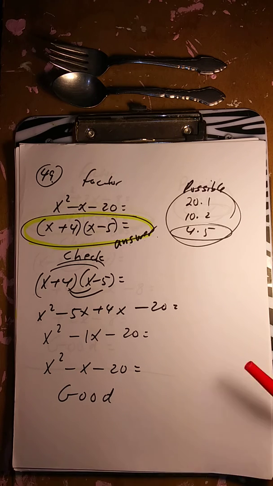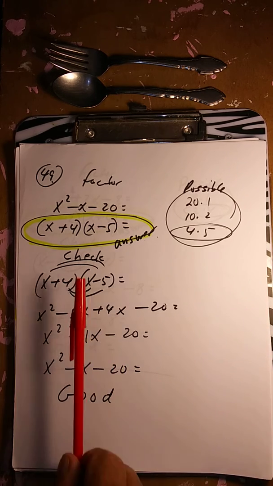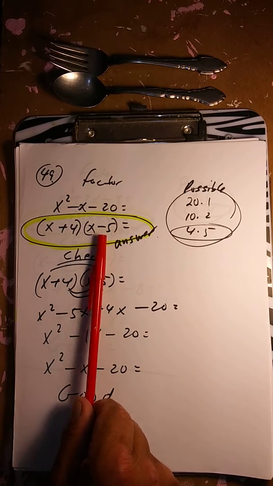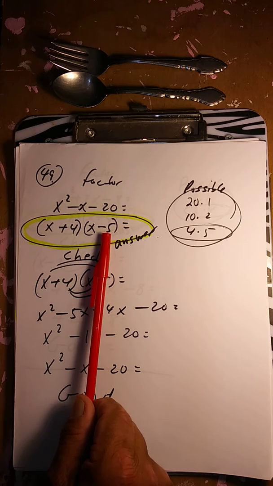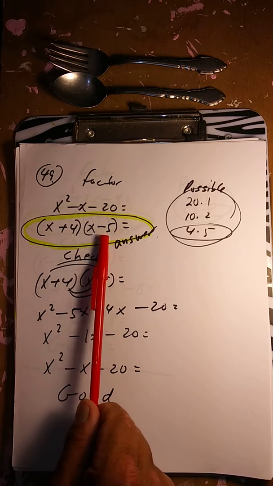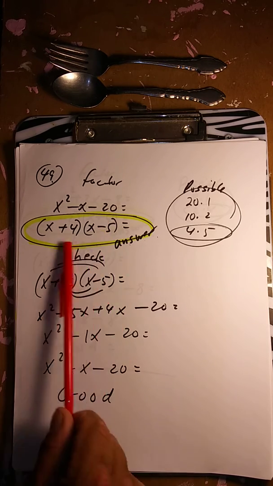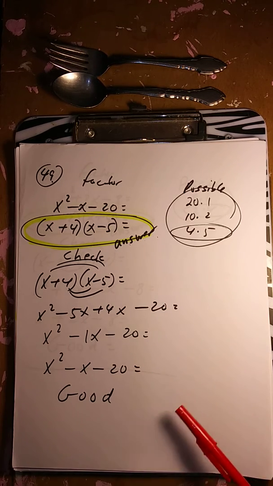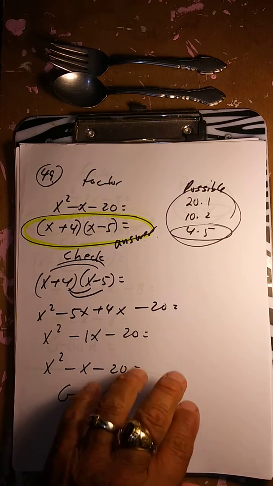Yes, that's correct. Also, I chose this number because the middle number is a negative. The little number, big number, the big number with a negative, and then a positive times a negative is a negative 20. So that's what we choose. Now, as I multiply it out, I got the same answer, so it did work.